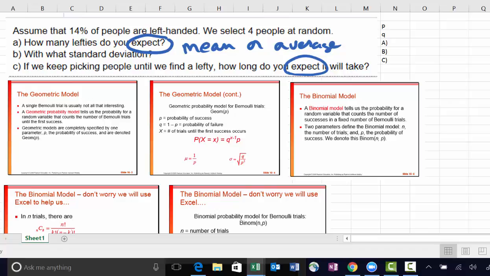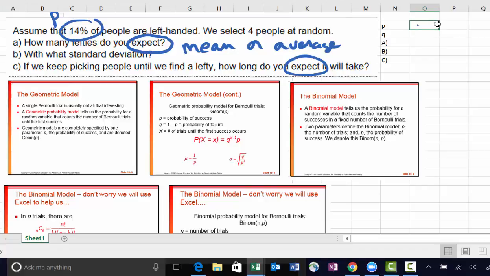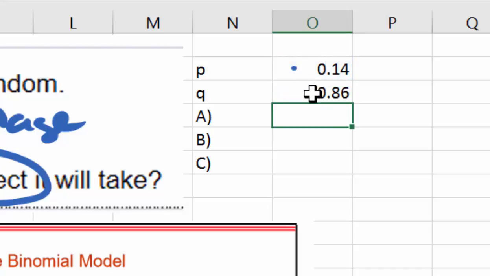Now, this is an example of a Bernoulli trial because you are either left-handed or you are not. So in this case, the 14% is our P. 14% of the people are left-handed, and so clearly, in order to compute how many people are right-handed, I'm going to come into the cell here, and I'm going to put 0.14 for P, and then your Q will be just 1 minus 0.14, equal sign 1 minus, and then you can click on that cell and it'll give you the answer of 0.86.